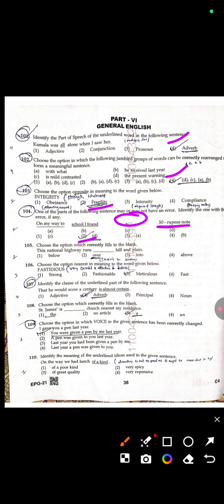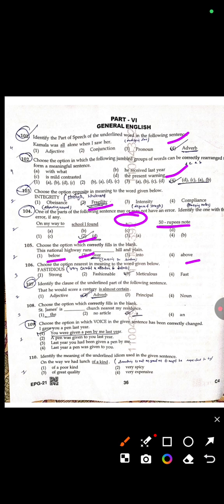Okay, next one: this national highway runs dash hill and plain. See, below hill and plain is not possible, above is not possible. Now you have two options: into or over. If there is a certain tunnel, then into is possible. But here both hill and plain are there, so over will be used. Over means crossing the surface, and it is used from the point of view of crossing the surface.